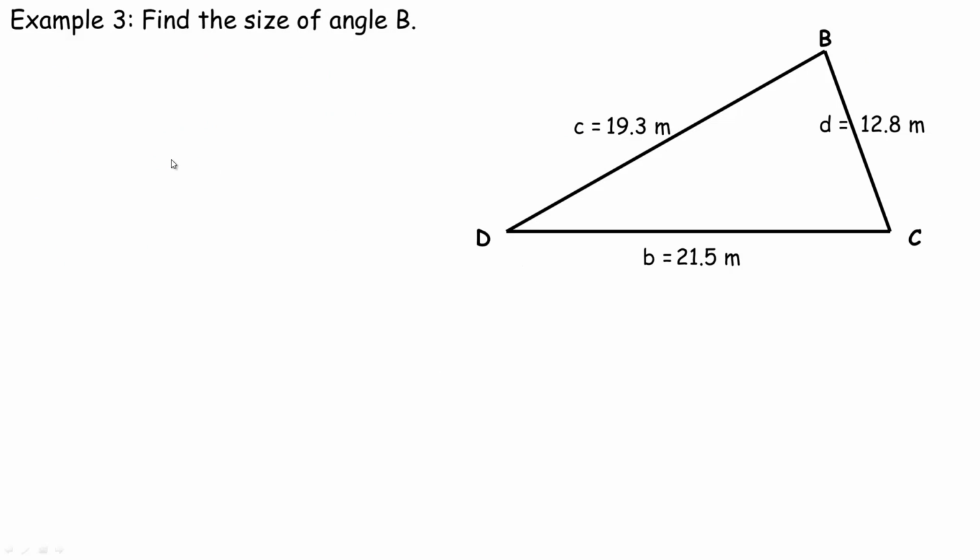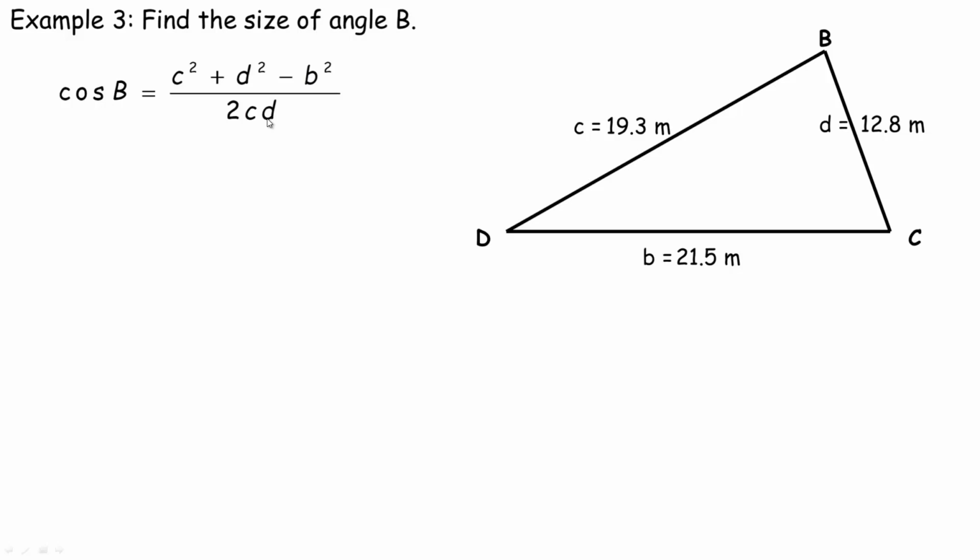In example 3 at the end here, this is the one where we know all 3 sides and we want to find an angle. We don't know any angles yet. So if I want to find angle B here, I'll use the cos B version from the first page of the tutorial. And so cos B would equal C squared plus D squared minus B squared over 2CD.